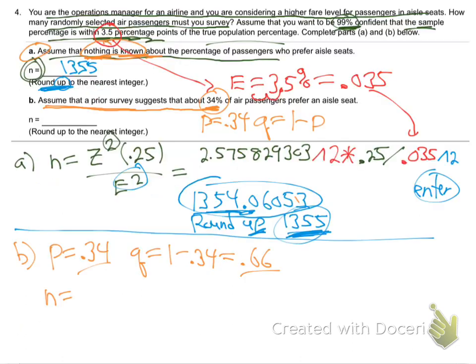Z squared PQ over E squared. It's almost the same. So Z squared, same exact Z. Well, are we doing the same percentage? Yeah, exactly the same. We're just still doing 99%. So grab that. That's our Z.